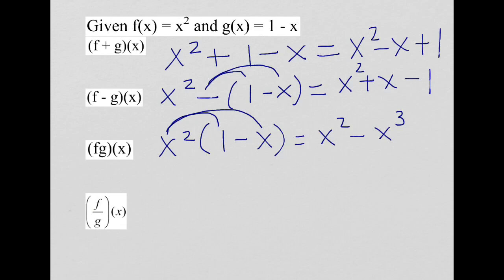And our last one is going to be dividing the two functions. And that's just x squared divided by 1 minus x. There is nothing I can simplify, so that is my solution.